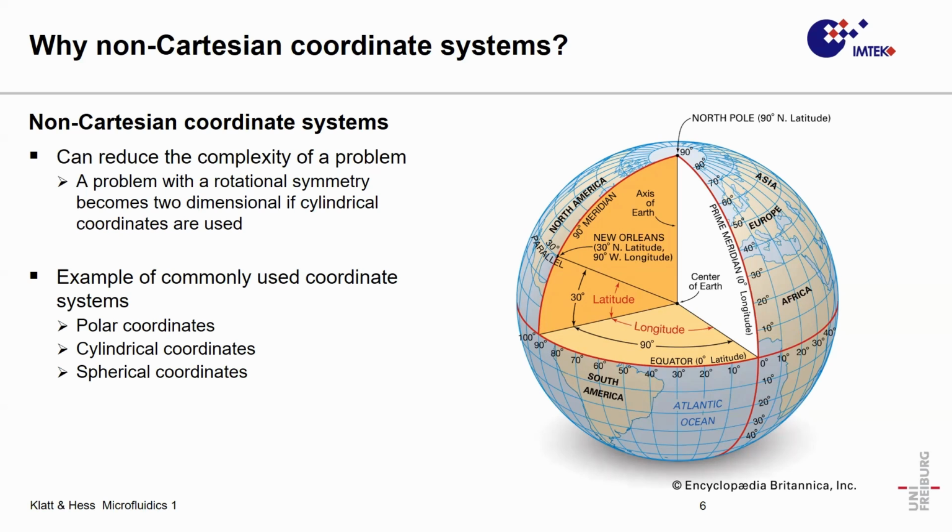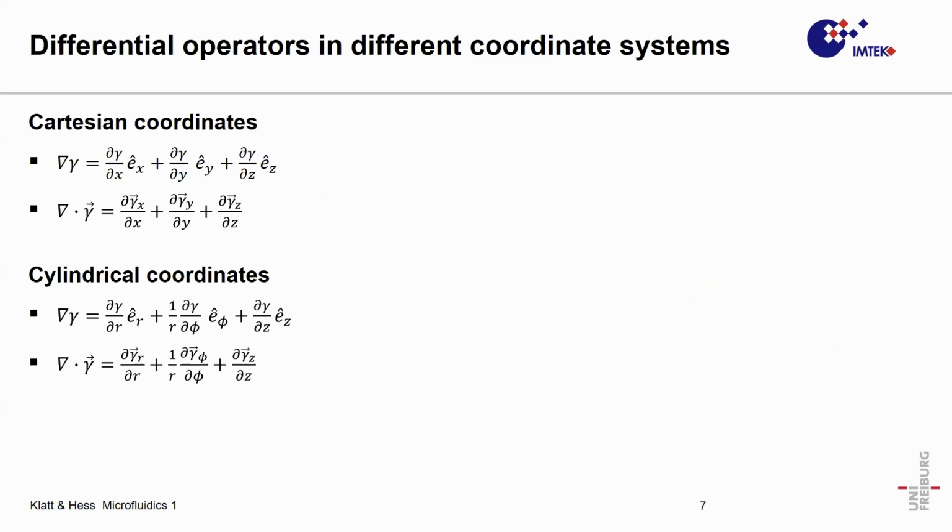On the right-hand side, you can see maybe the most famous example of a non-Cartesian coordinate system. It's spherical coordinates. So if you want to know your location on Earth, you would never use a Cartesian coordinate system. Instead, you would use the here depicted concept of latitude and longitude. And this is the most common example for a spherical coordinate system. So in this course, we are mostly going to discuss problems in Cartesian coordinates, but from time to time, you may encounter cylindrical coordinates.